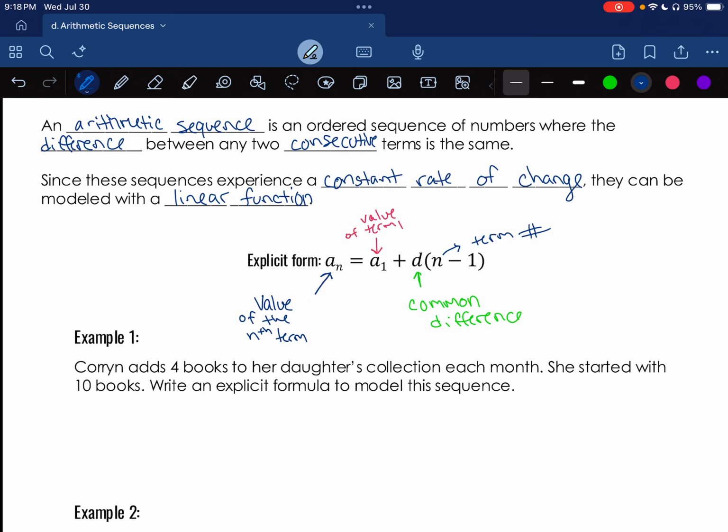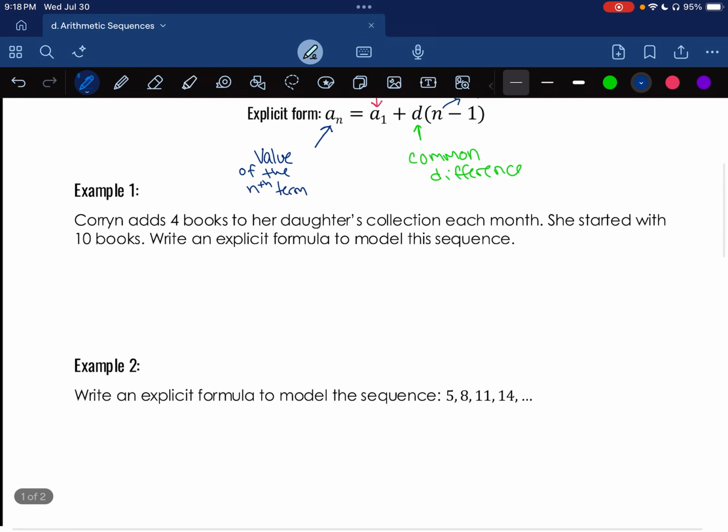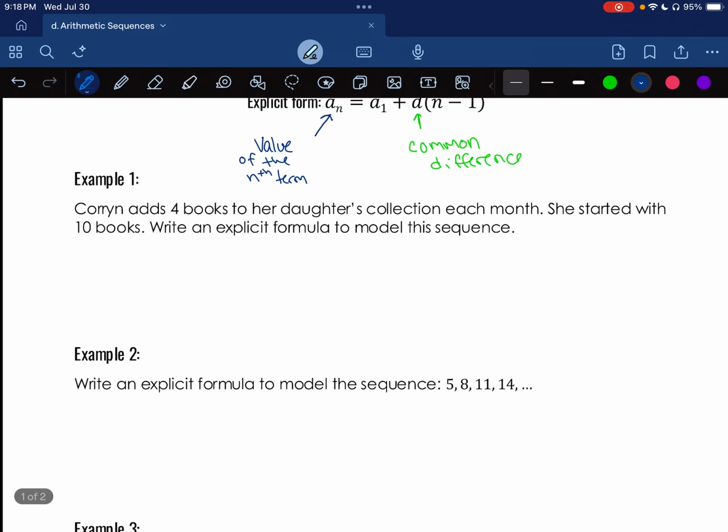So here we go. Corinne adds 4 books to her daughter's collection each month. So that adding 4 books to her daughter's collection right there, that is telling me my common difference. So that tells me that D, my common difference, is going to be 4.